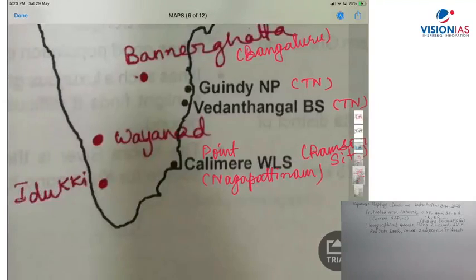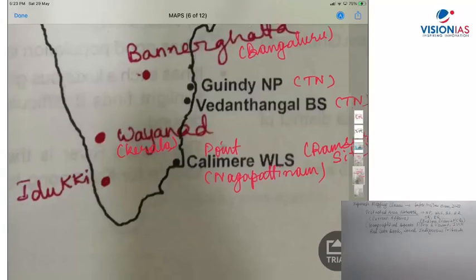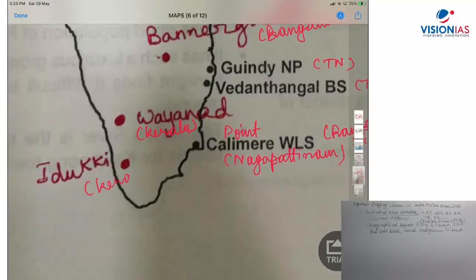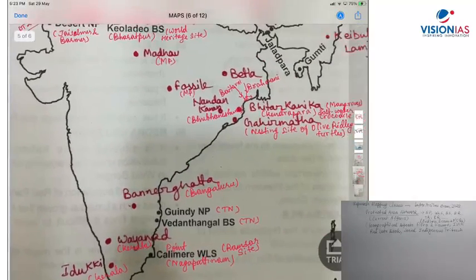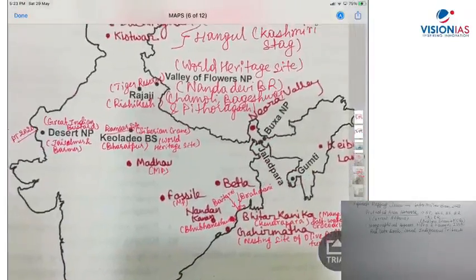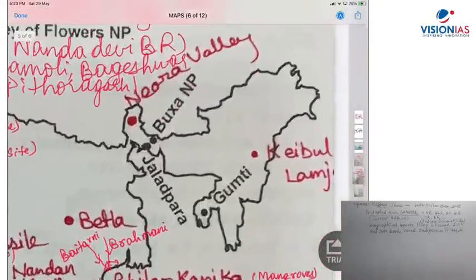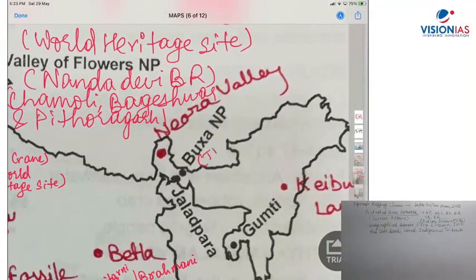Wayanad. Wayanad, you know that is Kerala. Idukki, that is again Kerala. This is a part of the Western Ghats. Then whatever I have given in the map, see here, Buxa National Park is also now a Tiger Reserve. What is called the Chicken Neck, that part of Buxa is in West Bengal. In North Bengal, West Bengal, you have Buxa Tiger Reserve.